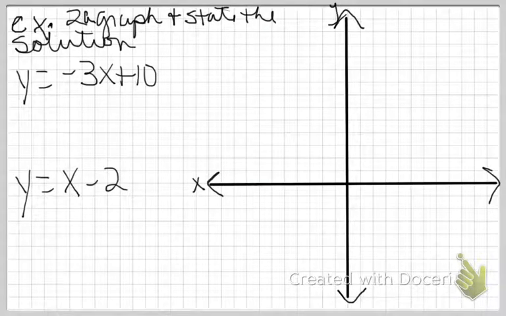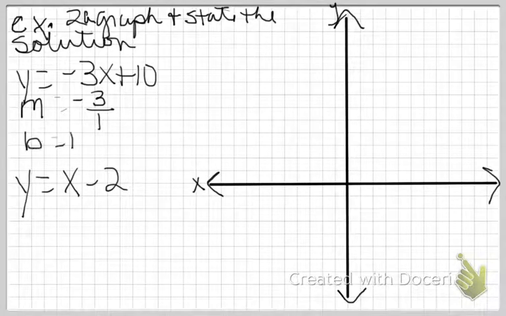Example 2a, graph and state the solution. So we have two equations. We have to solve each one for y and then graph on the same coordinate plane. In this example, both equations are already solved for y. y equals negative 3x plus 10. The slope is negative 3 over 1. Your y-intercept is 10, which is the ordered pair 0, 10.